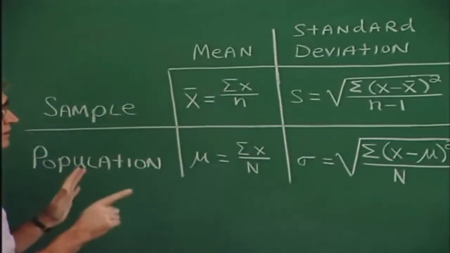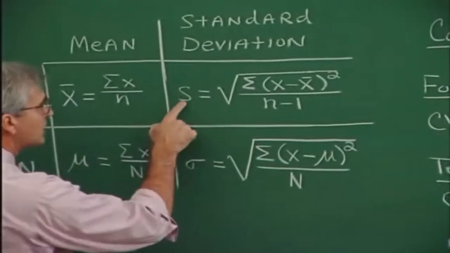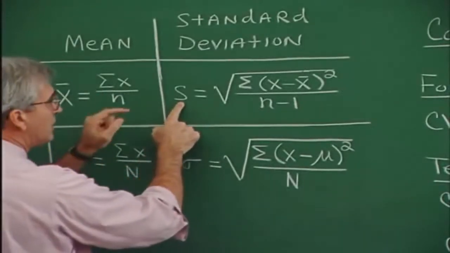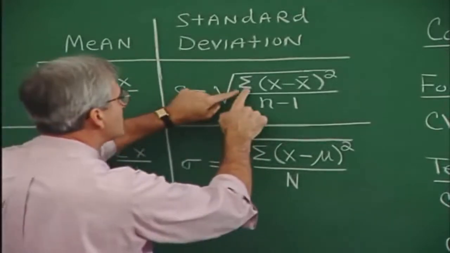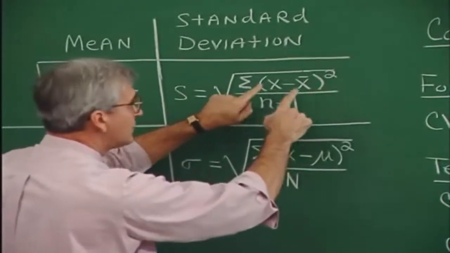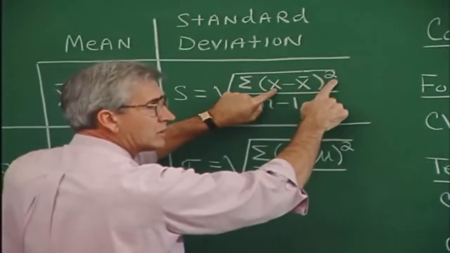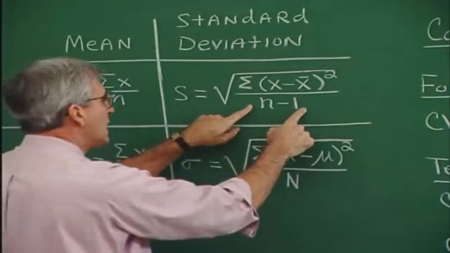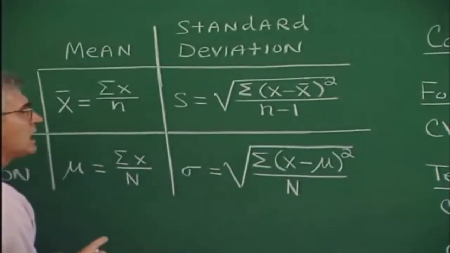Now, for standard deviation, there's a little bit of a difference. For standard deviation, remember, it's designated with S if we're talking about the standard deviation of a sample. And from our basic fundamental idea, it was the sum of squared differences, remember. Sum of differences from an x value to x bar, squared. So sum of squared differences over n minus 1. And we talked already about why it's n minus 1 and not n.